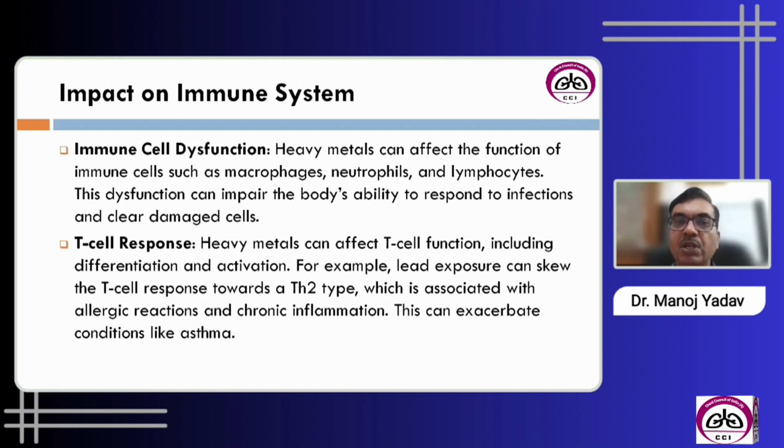The T cell response. Heavy metals can affect T cell functions, including differentiation and activation. For example, lead exposure can skew the T cell response towards a Th2 type, which is associated with allergic reactions and chronic inflammation. This can exacerbate conditions like asthma.